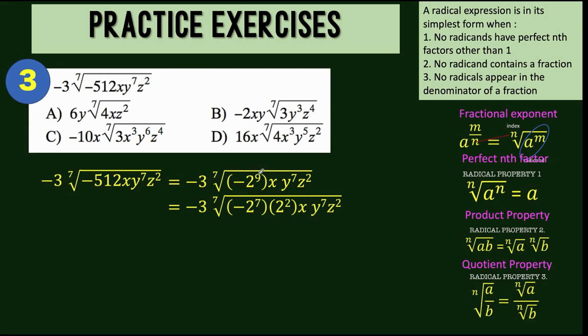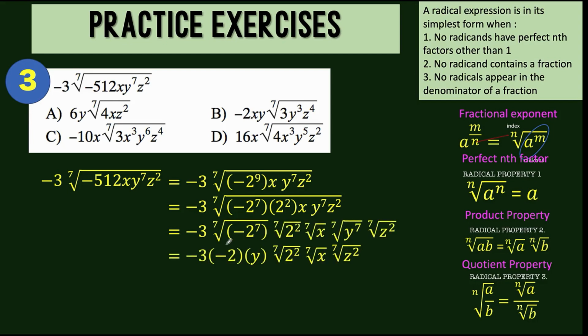The reason why we split this 9 as 7 plus 2 is obvious. That's because we have an index of 7 here. There's no problem of having negative here because the index is odd. However, if the index is even, that will result in an imaginary number. Then, apply the product property of radicals to separate them, and we simplify.